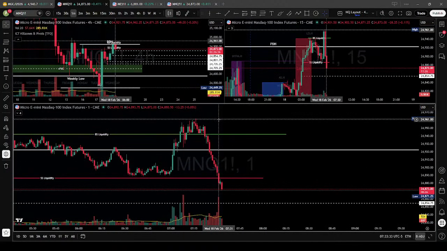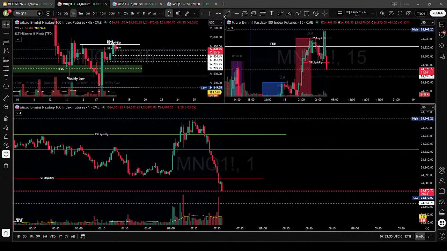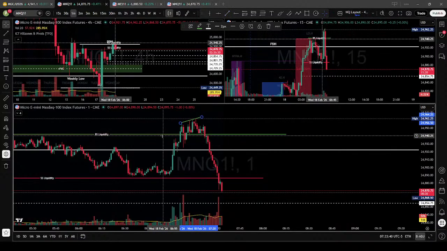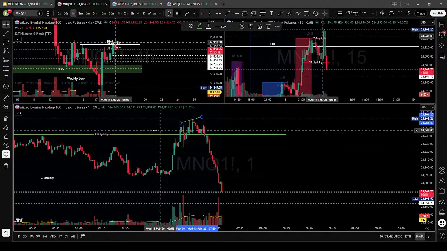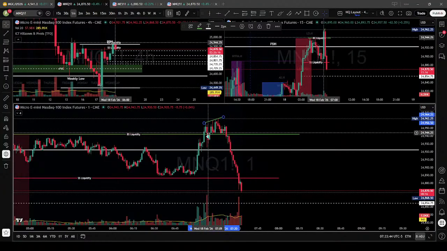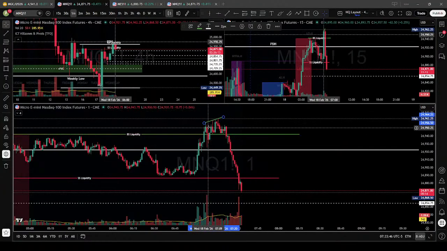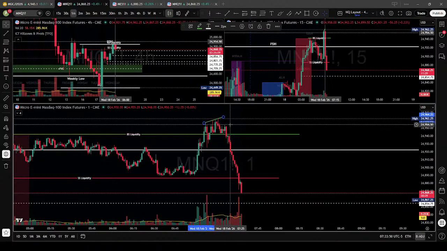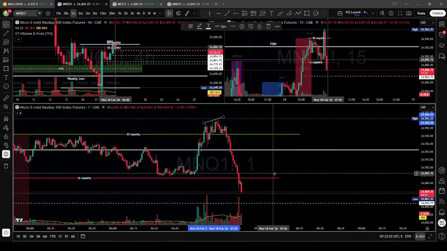longs targeting these highs. Because see, even after it took out buy side liquidity, which is the London session high, it kind of created equal highs right up here. This becomes a drawn liquidity.